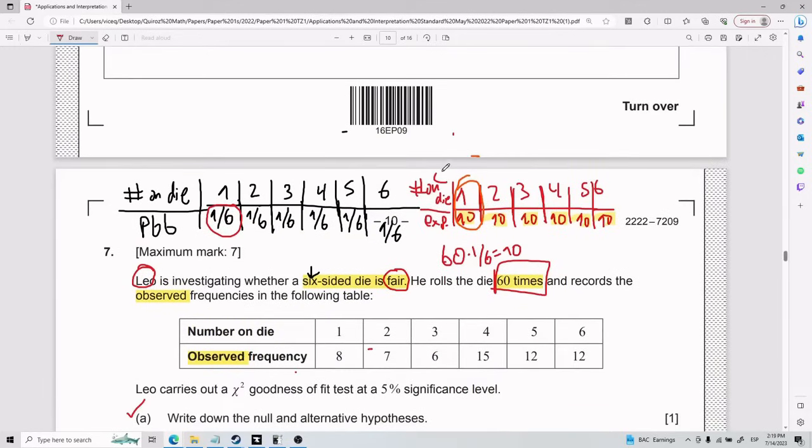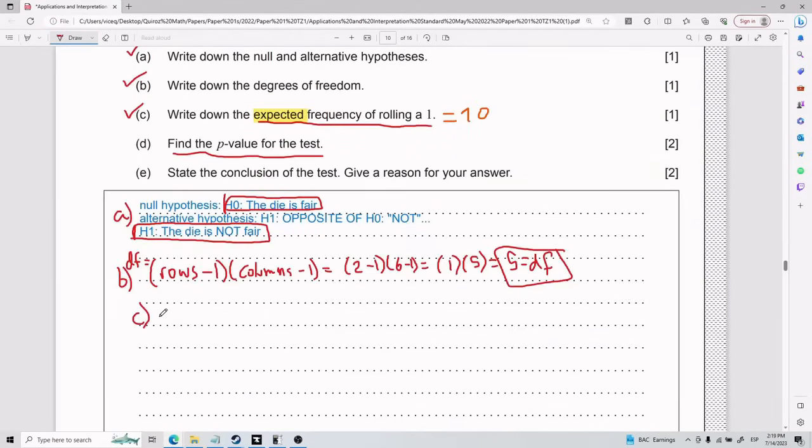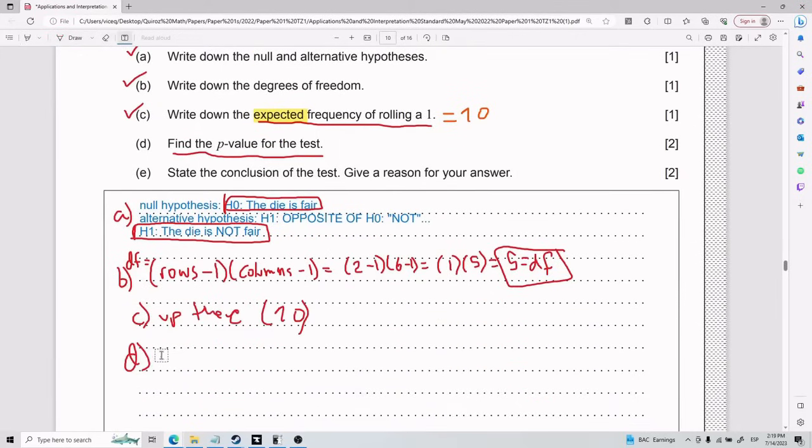Let me just write C over here. This is going to be C. Down here, C is up there. Now for part D, find the p-value of the test. So the first thing you need to ask yourself is which test? Then you need to say, what do I need? And then you just do it, okay?